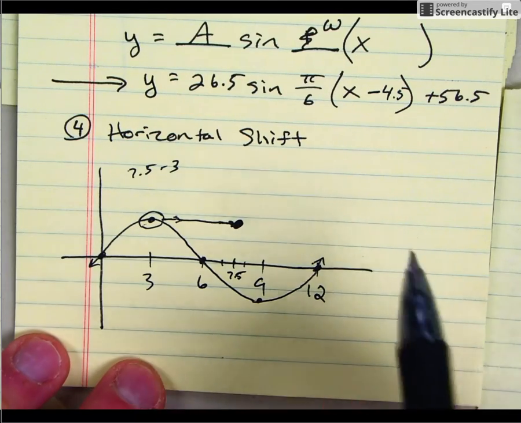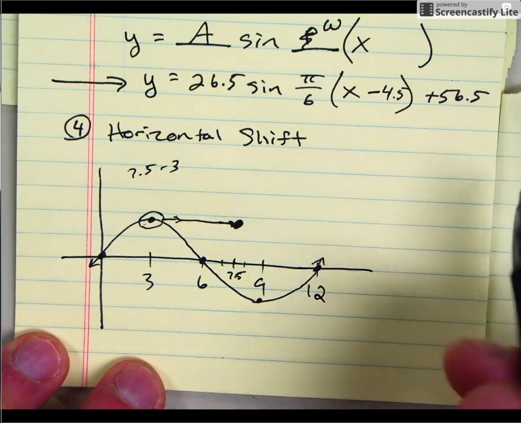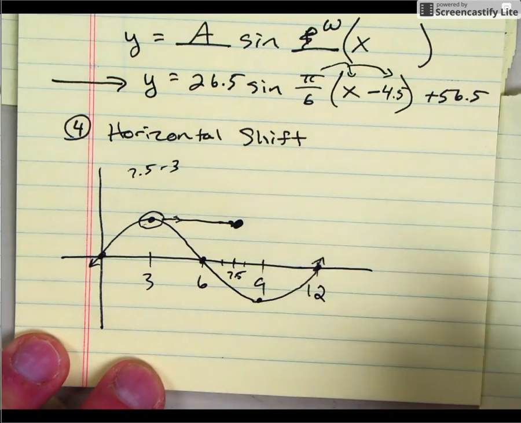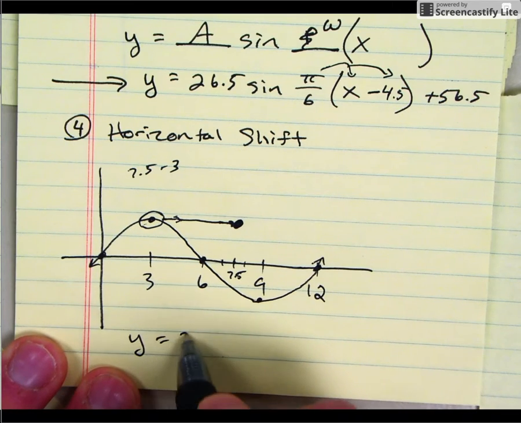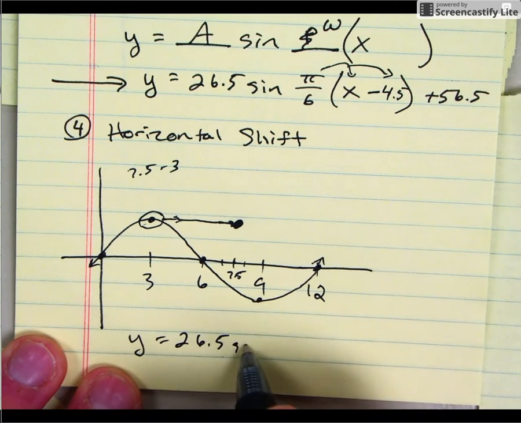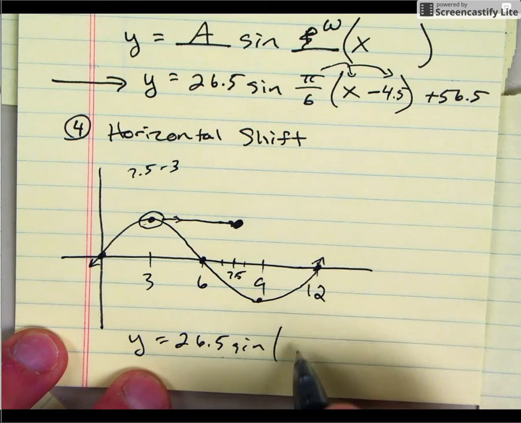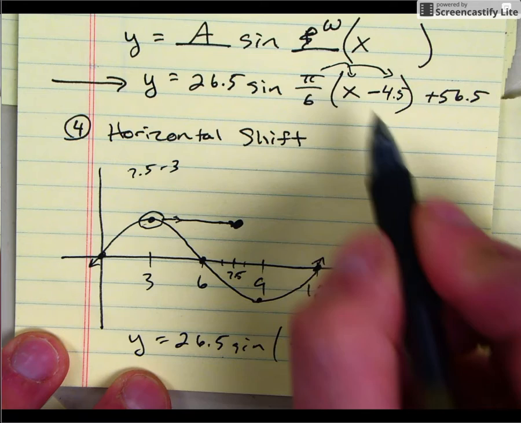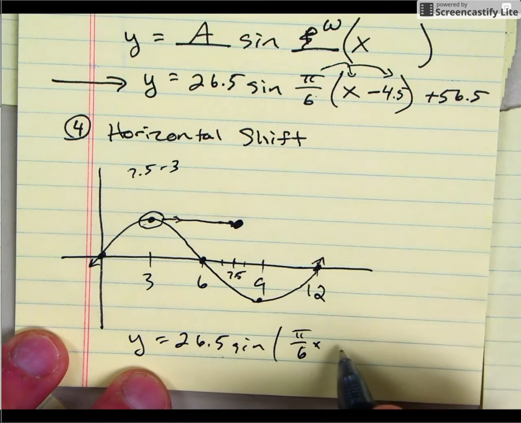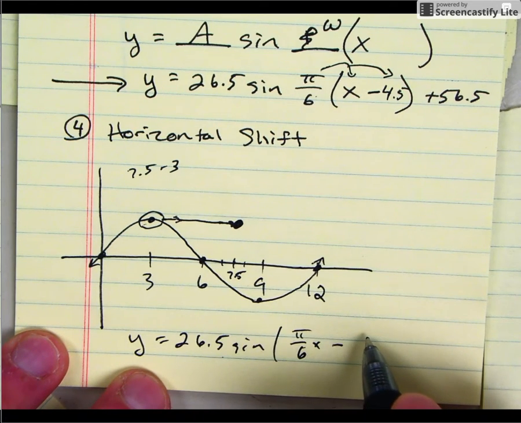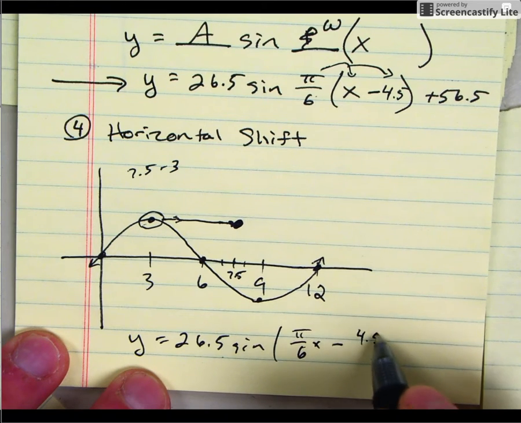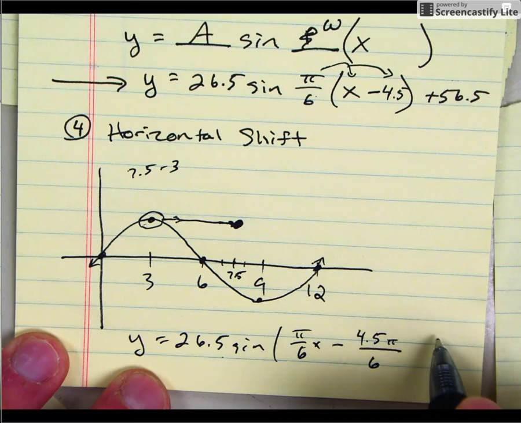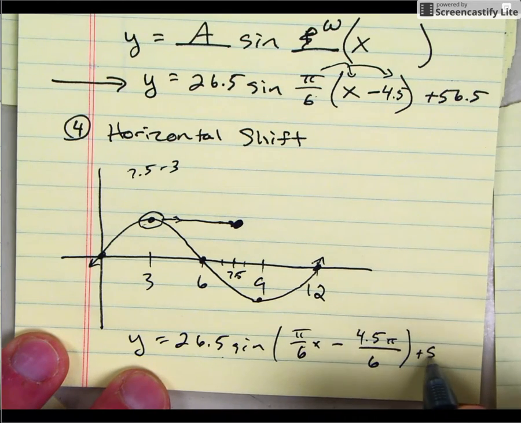All right. The final thing we need to do in order to clean up our equation is to distribute that back in there. So we'll end up with y equals 26.5 sine of, and then multiply pi over 6 times x, you get pi over 6x, and then pi over 6 times negative 4.5 is negative 4.5 pi over 6, and then plus 56.5.